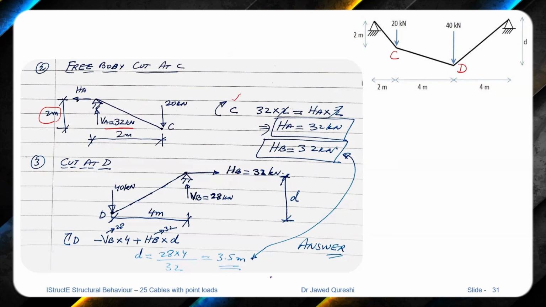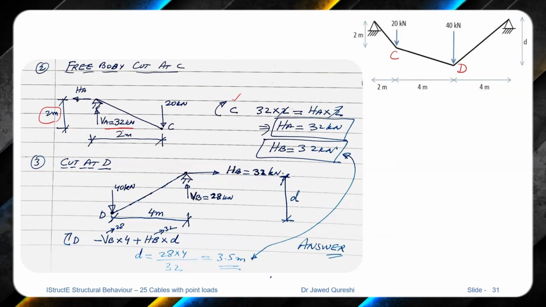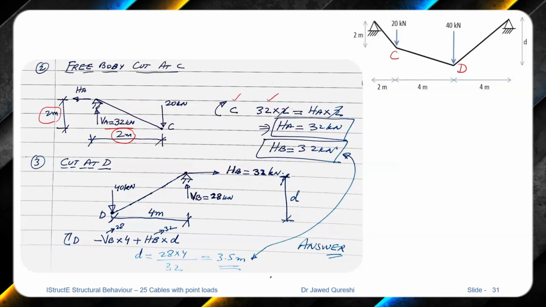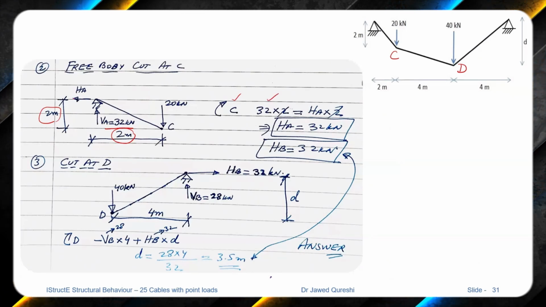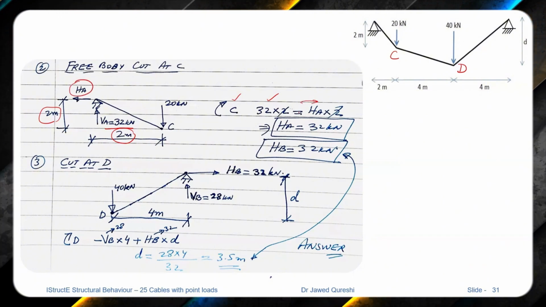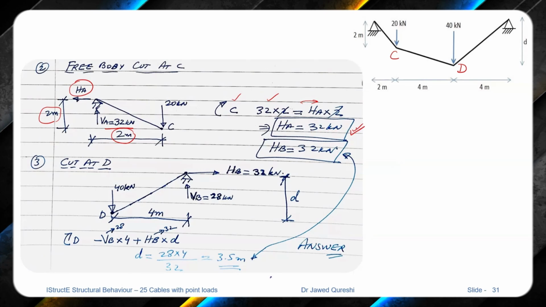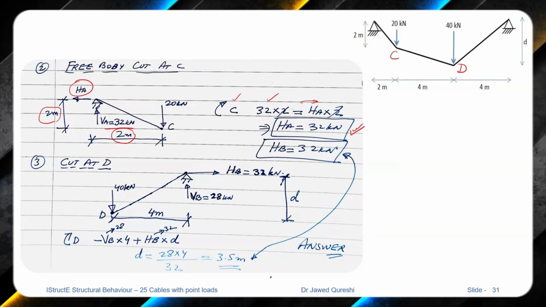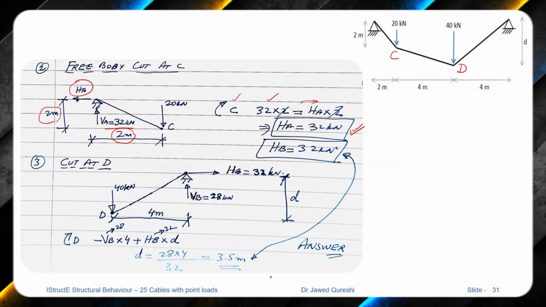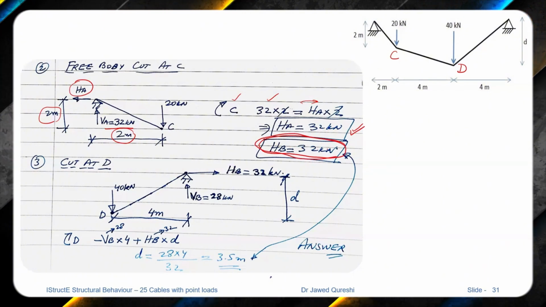Because this is a cable, at any point the moment is going to be 0. So 32 times 2, this vertical reaction is creating a moment that is clockwise moment, so that's why it is positive. And HA is this one, it is creating anti-clockwise moment, so that's the reason I put it on the other side of the equation. From here I get the value of HA as 32 kilonewton. Because this is a cable structure, the reactions are going to be the same, so that's why HB will be equal to 32 kilonewton as well. And you saw in the earlier example that reactions were the same.